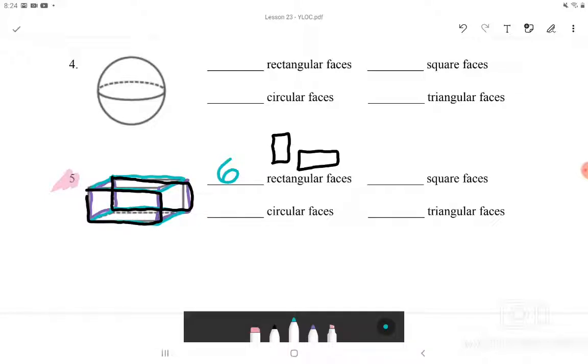And for this one, we don't see anything that is square. It has all the same length. So we're going to put 0. We don't see any circles or triangles. So we're going to put 0 for all of them.